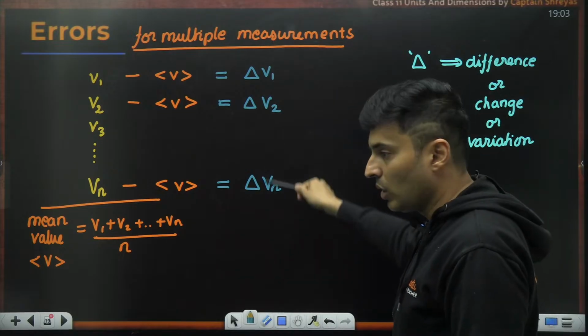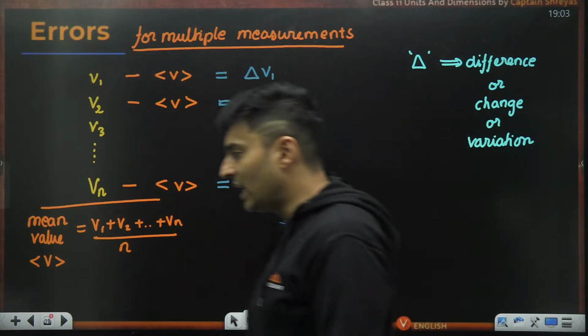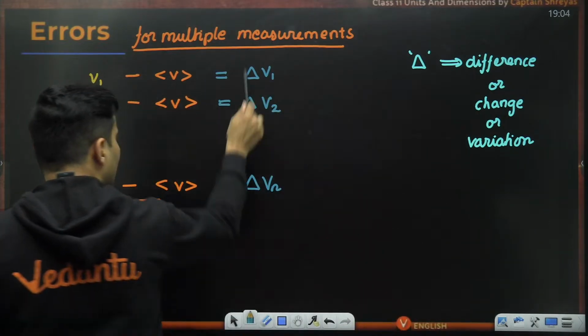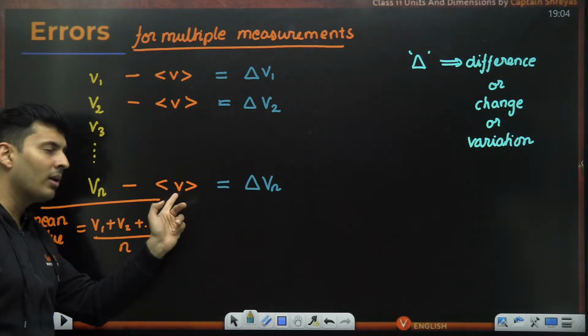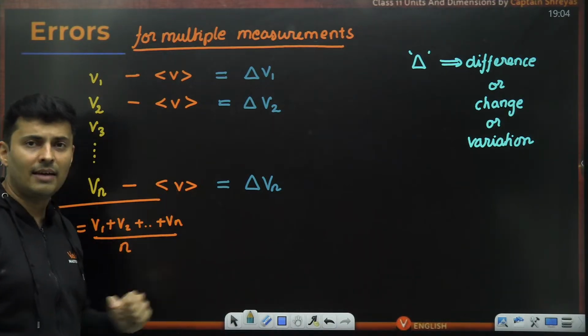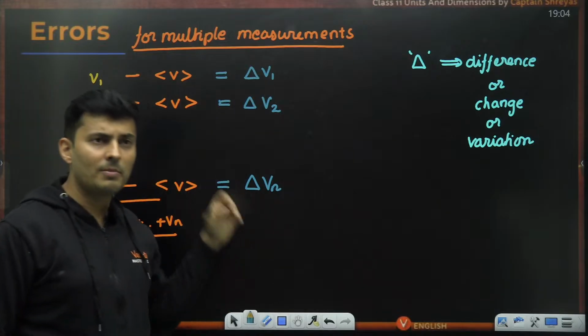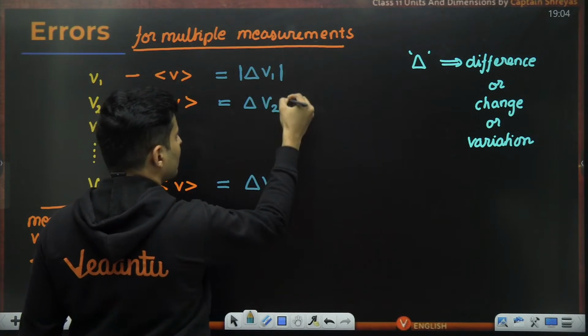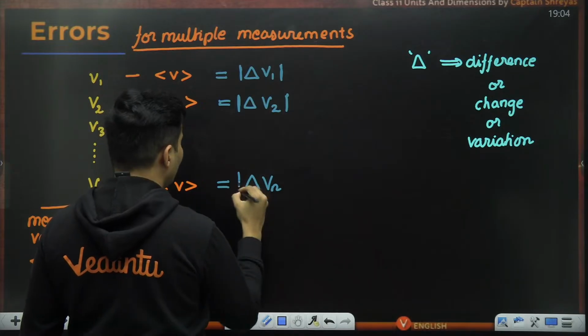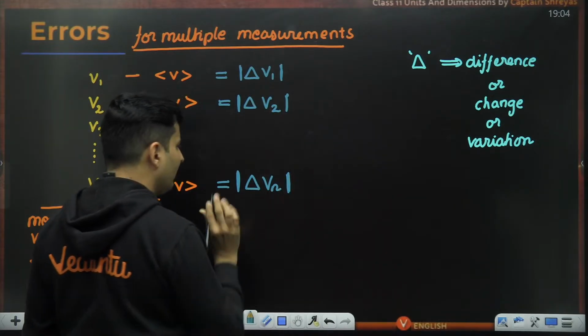So do that for all the readings one by one. But some value might be more, some value might be less than the average value. So these deltas could be positive or negative. That is why we'll take the modulus, because we don't want the positive and negative sign.